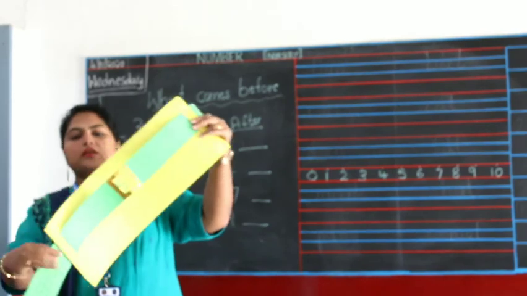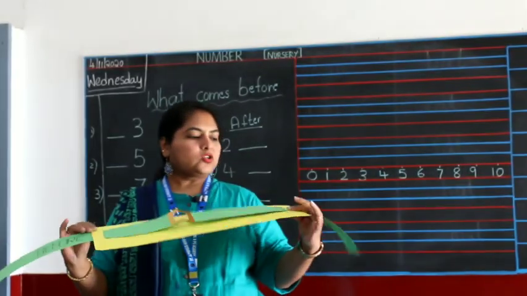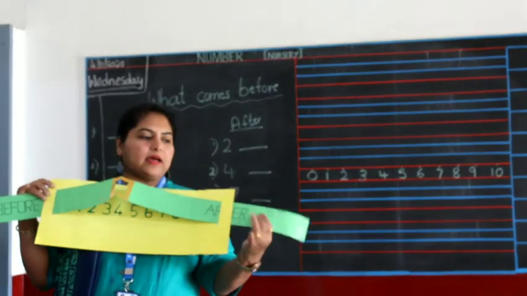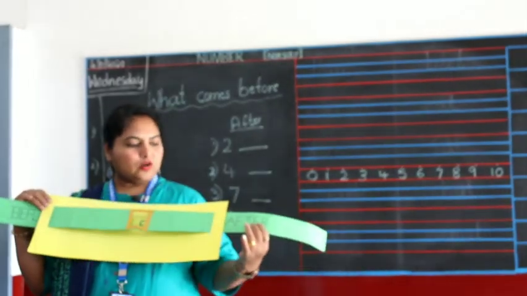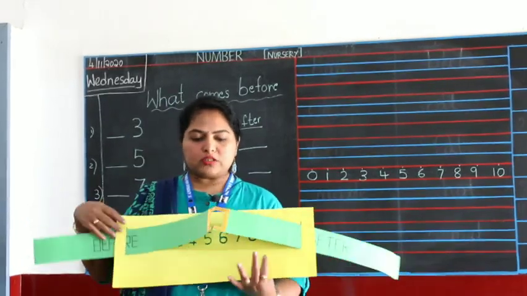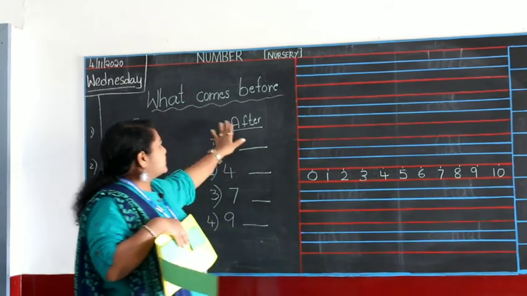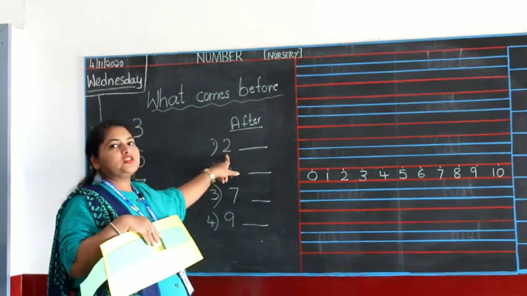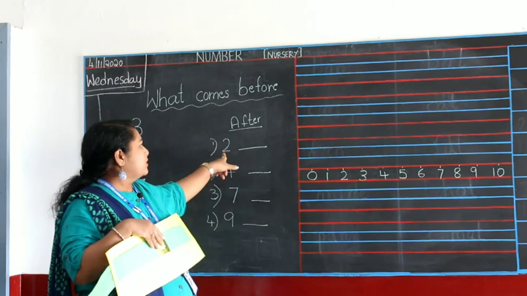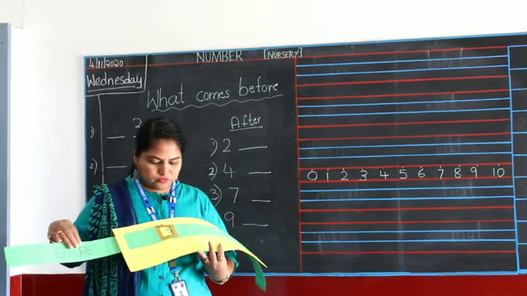So we have a numbers chart. This is a number line chart. So when I said this side, when you drag out, this is what comes after. So when you all want to know what comes after a particular number, I have written here what comes after. The first question is 2. What comes after 2?